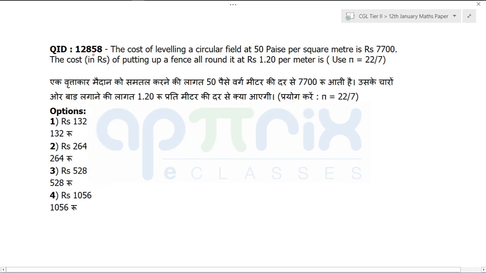Now question number 58. This particular question says that the cost of leveling a circular field at 50 paise per square meter is 7700. Then the cost of putting up a fence all around it at 1.20 per meter is going to be how much? Let's check what the answer is. I marked something. I'll check later if it is right or wrong.